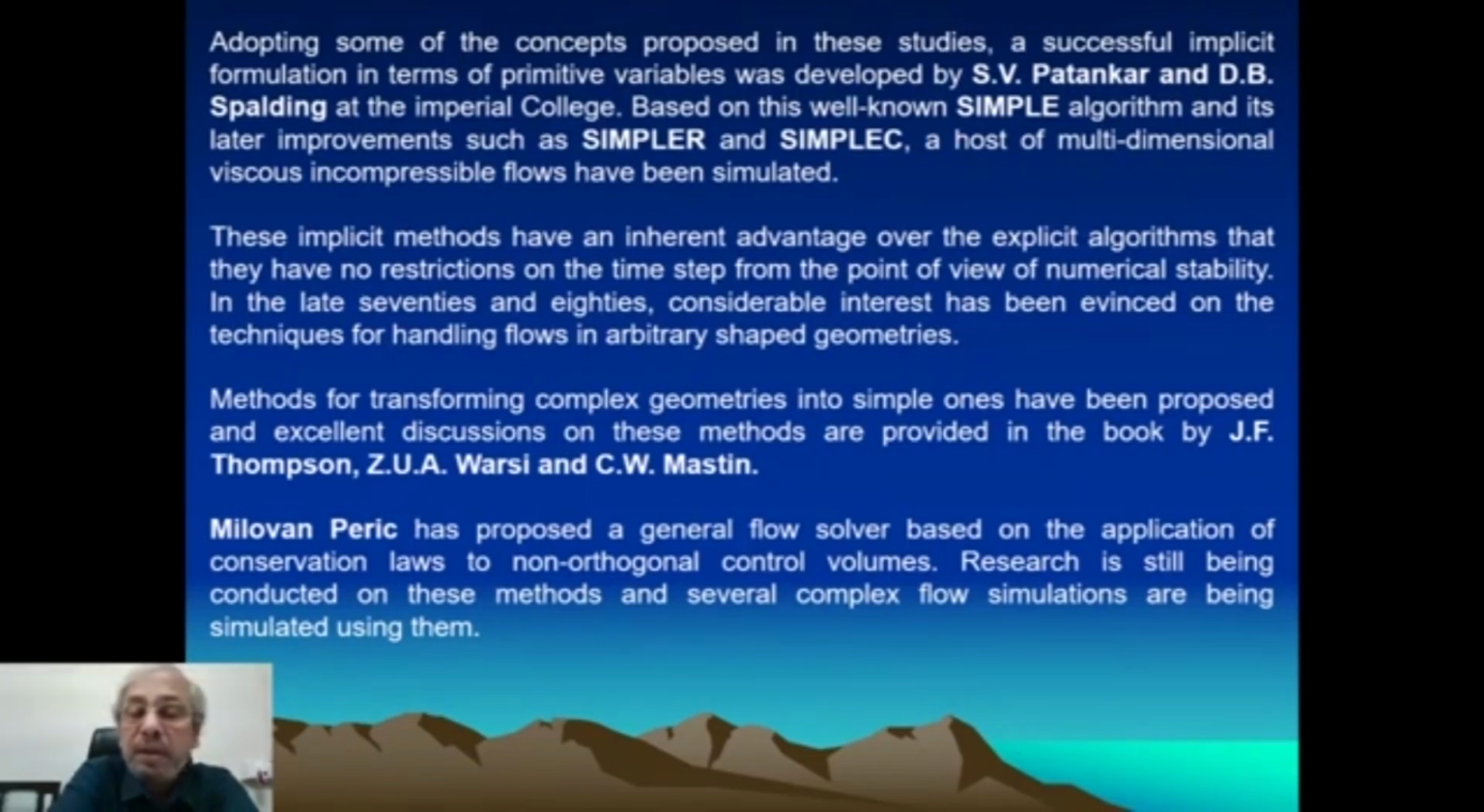Methods for transforming complex geometries into simple ones have been proposed, and excellent discussions on these methods are provided in the book by Thompson, Varsi, and Mustin. Milovan Peric has proposed a general flow solver based on the application of conservation laws to non-orthogonal control volumes. Research is still being conducted on these methods, and several complex flow simulations are being carried out using them.